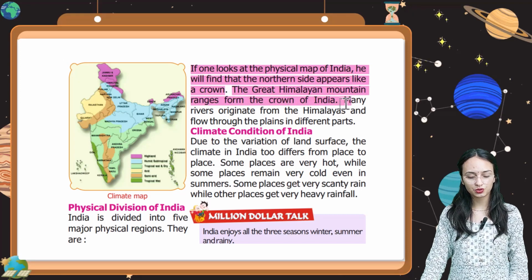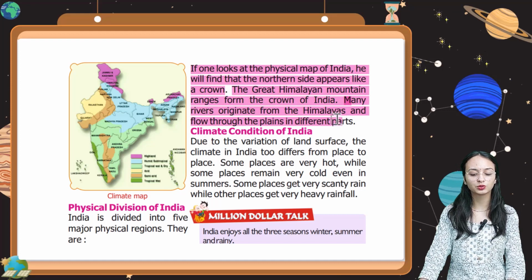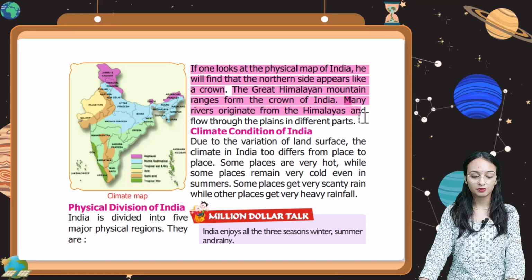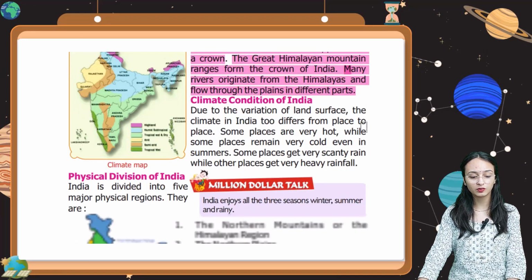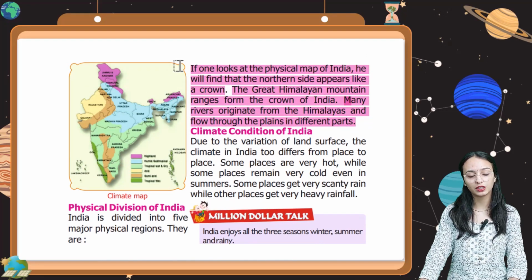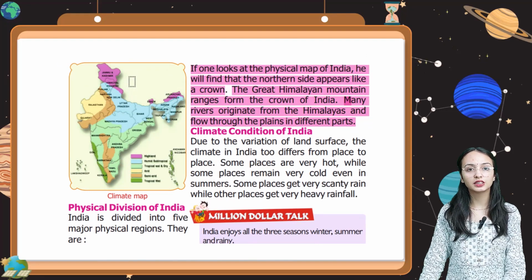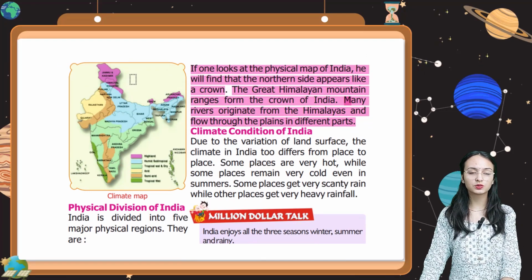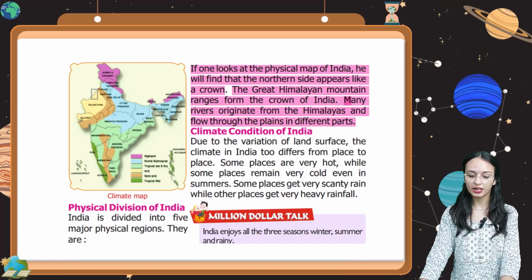Many rivers originate from the Himalayas and flow through the plains in different parts. One of the very famous rivers about which every one of us has heard is the river Ganga. River Ganga also originates from the Himalayas and flows through the plains of the North Indian part.